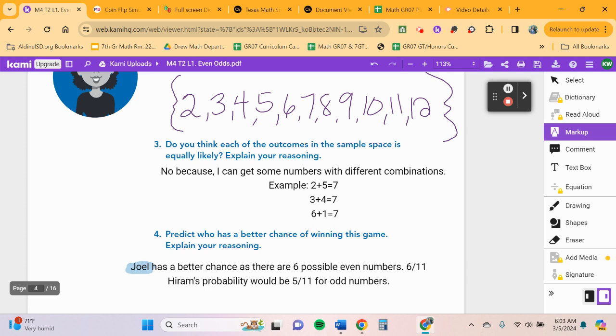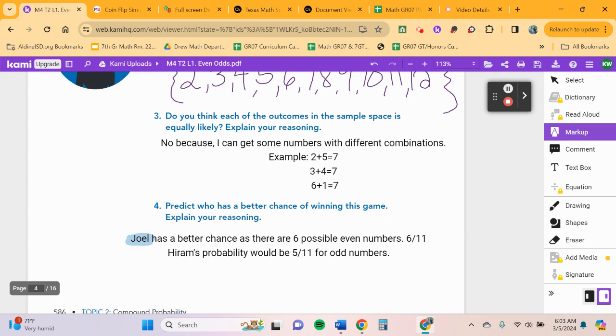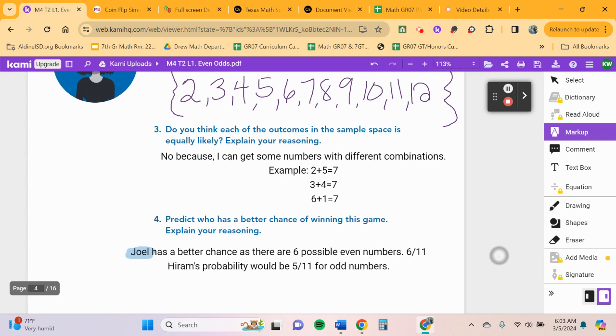And for number 4, predict who has a better chance of winning. I put Joel has a better chance because there are 6 possible even numbers that he could roll. So his chances are 6 out of 11 total outcomes. And Hiram's probability would be 5 out of 11 for the odd numbers. All righty, let's continue.